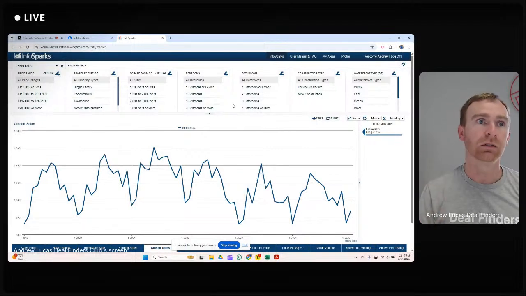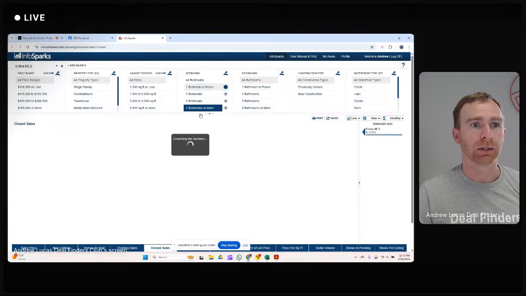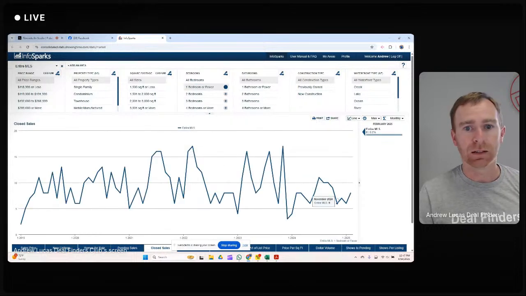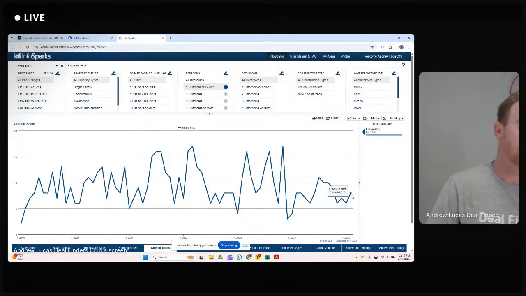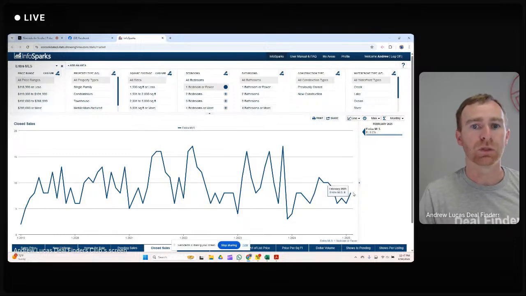Would you want to do a one bedroom property? Well, all of last month, eight one bedrooms sold. Okay. What about three bedrooms?